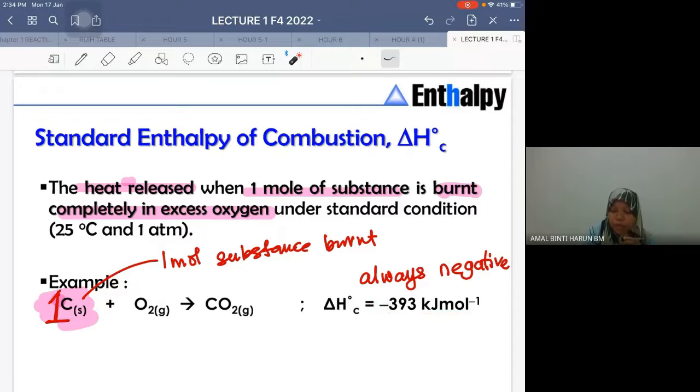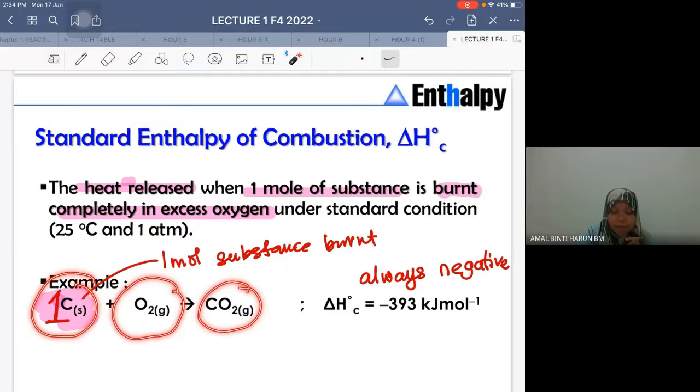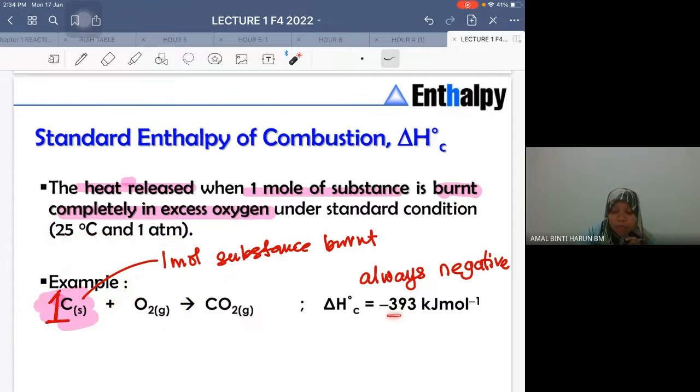Okay, ini bermaksud, apa maksud 393 kilojoule per mole ni? Maksudnya 1 mol karbon terbakar di dalam excess oksigen menghasilkan carbon dioxide pada standard condition menghasilkan tenaga sebanyak 393 kilojoule setiap satu pembakaran karbon.